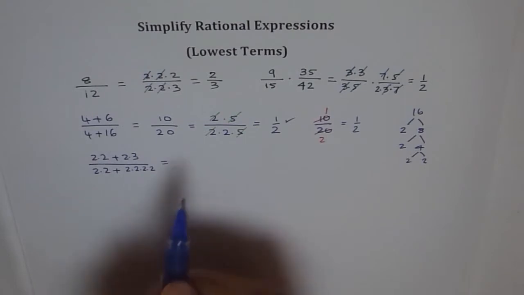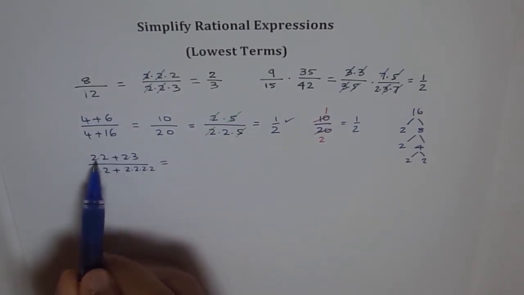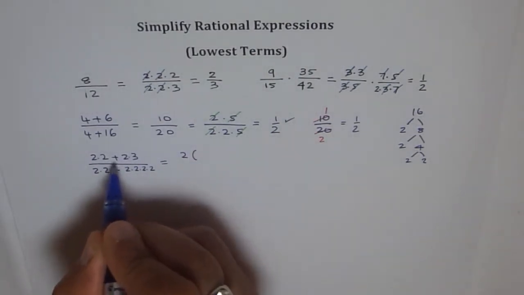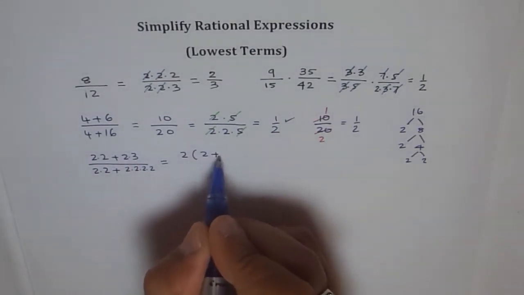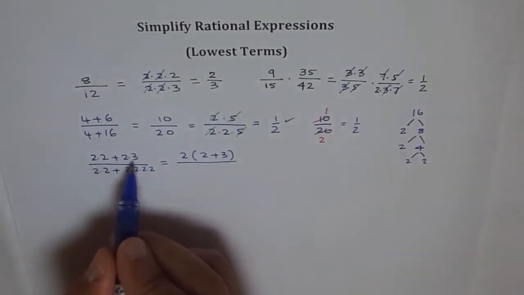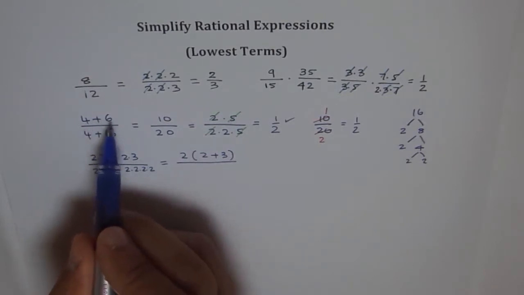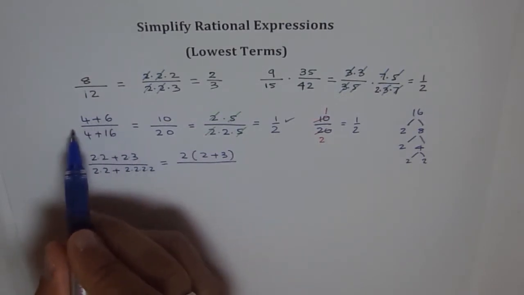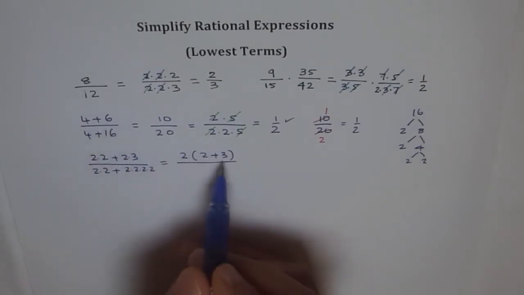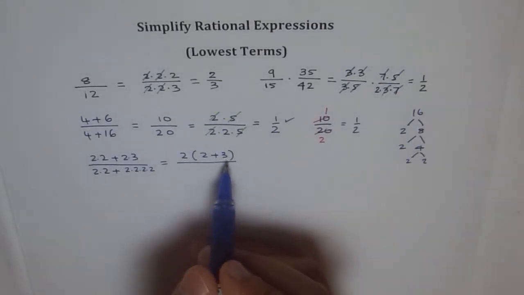Well, when I do that, I find that in the numerator, 2 is a common factor, correct? So I can write 2 common, and I am left with 2 plus 3, correct? So I am factoring out 2 from this term, right? 4 and 6 have a common factor of 2. When you factor out 2, then 4 divided by 2 is 2, and 6 divided by 2 is 3. So you get it like this, correct?